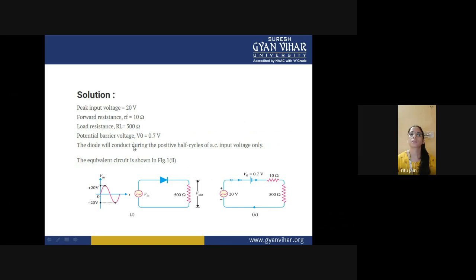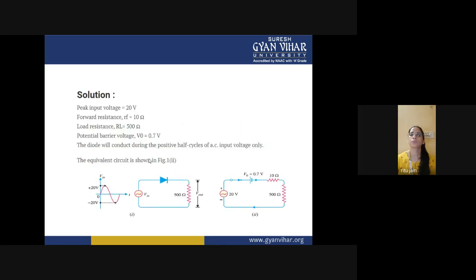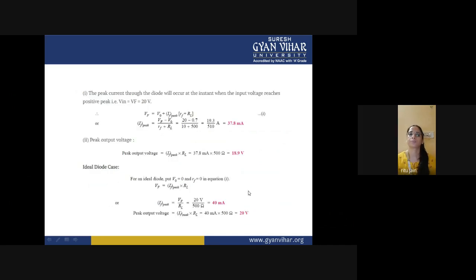Now it is asking what the peak current through the diode is. So you have to find the current which is flowing through the diode. Let's calculate this peak current by these equations. The peak current through the diode will occur at the instant when the input voltage reaches its positive peak, which is 20 volt.